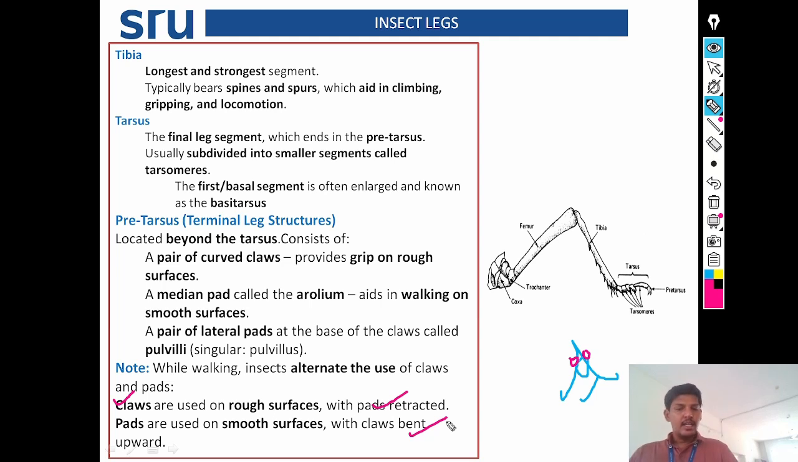Like that, in insect leg, basically 5 segments are there. That is one coxa, second one is trochanter, third one is femur, fourth one is tibia, last one is tarsus, which ends in pretarsus. Pretarsus contains a pair of claws and a median pad, that is the arolium. Claws are used for walking on rough surfaces, and arolium is used to walk on smooth surfaces.